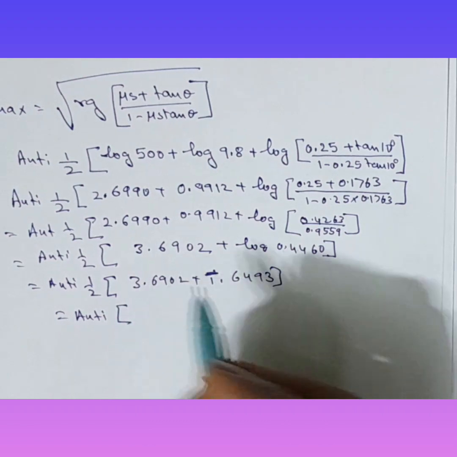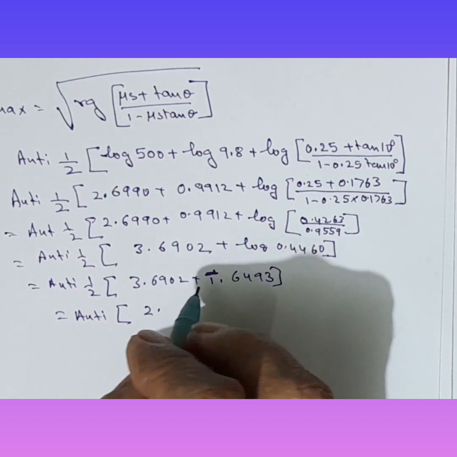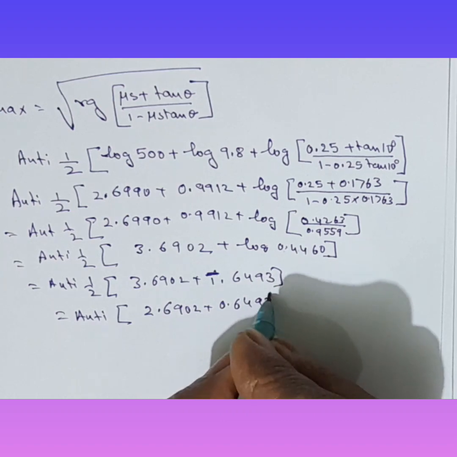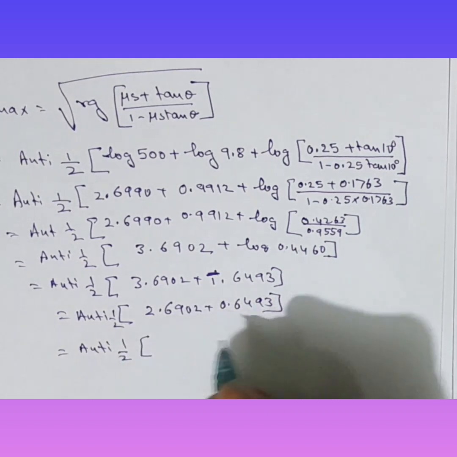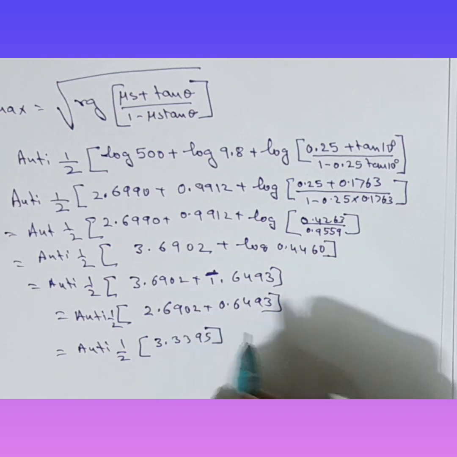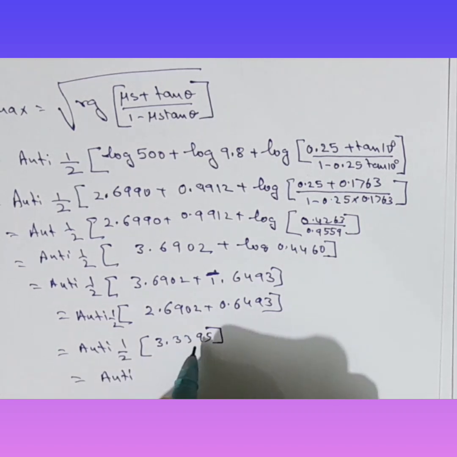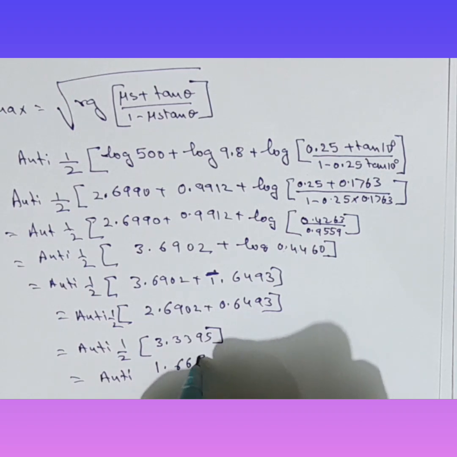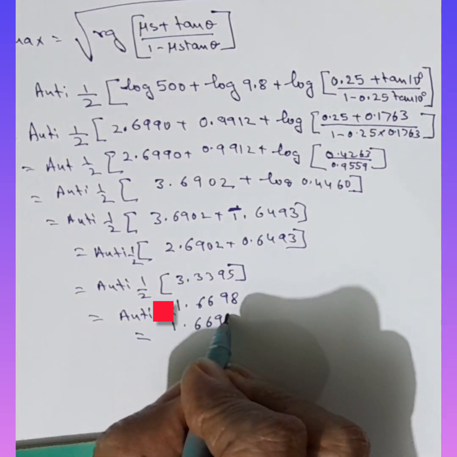Now see, bar 1 is minus 1, we can assume it as 2 point, and when we add it up it comes to 2.6902 plus 0.6493. Obviously I missed out half, so this would be anti-log of half of 3.3395 if we add this up. Half of this value comes to be 1.6698.